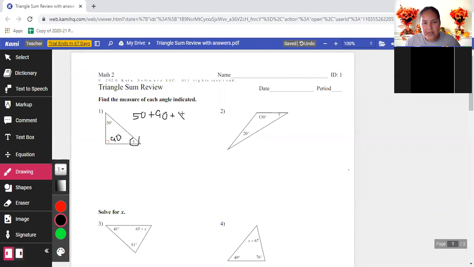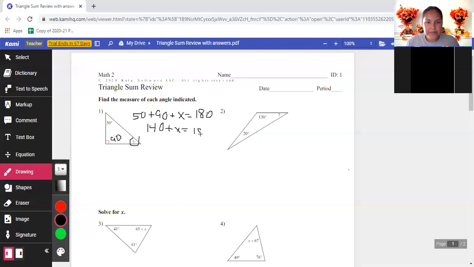So plus X is going to equal 180 since all triangles equal 180 degrees. So I have 50 plus 90 plus X. So go ahead and add up 50 and 90 together, and someone tell me what it is once you have it down. 140. 140, good. So I have 140 plus X equals 180.